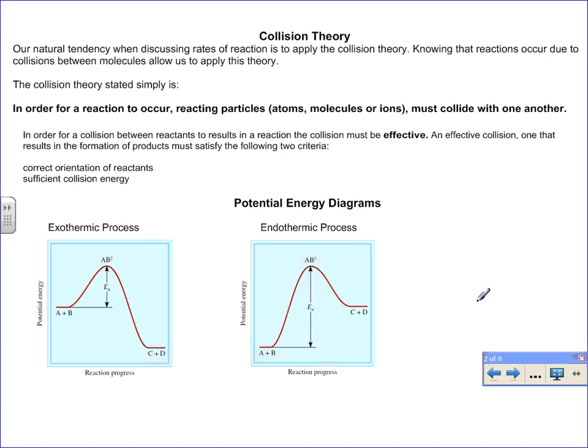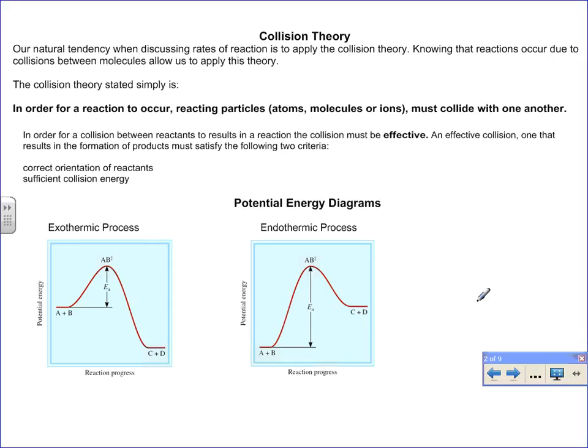Increasing the surface area will do the same thing. Increasing the surface area is, for example, taking a large tablet and crushing it into smaller pieces. That makes more of the substance accessible, and therefore there's more chance for collisions, and the rate will naturally increase. Temperature is another thing to consider. Increasing the temperature naturally, in most cases, will increase the rate of the reaction.